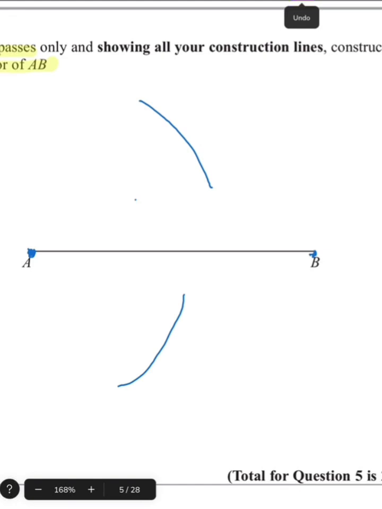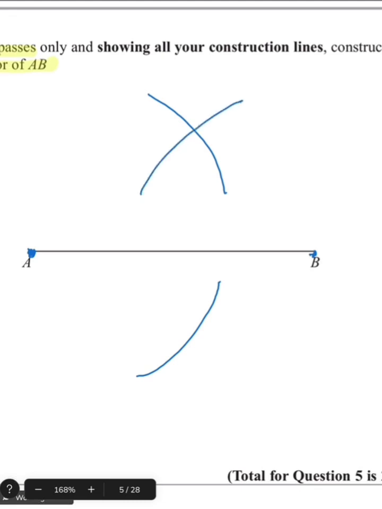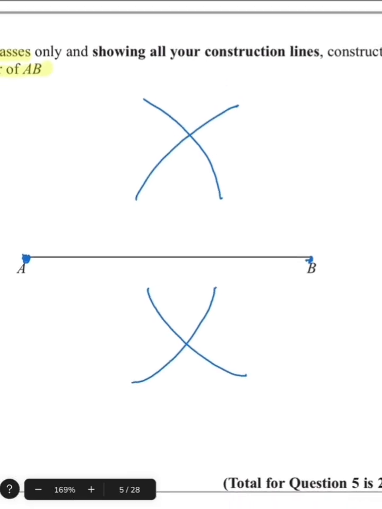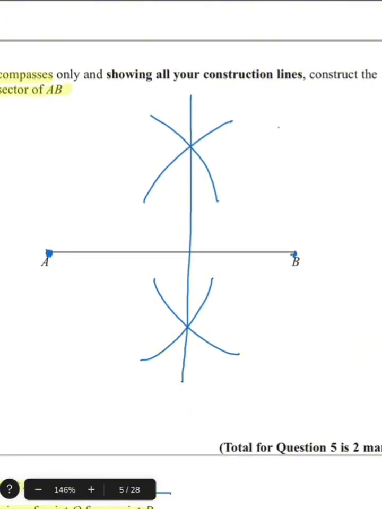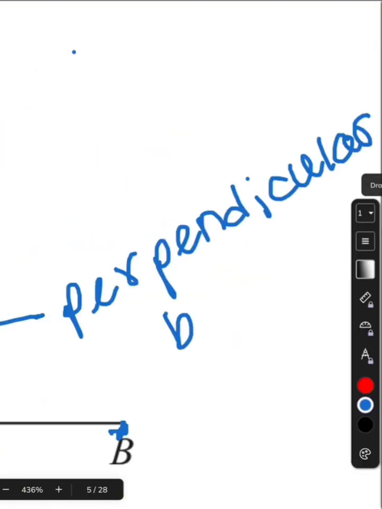The same width, by the way. It's gonna be like this. I'm gonna label it correctly: this, this, and this. Now you see the arcs intersect. Now you take a ruler and join the intersections like this. Now this vertical line that you see is the perpendicular bisector.